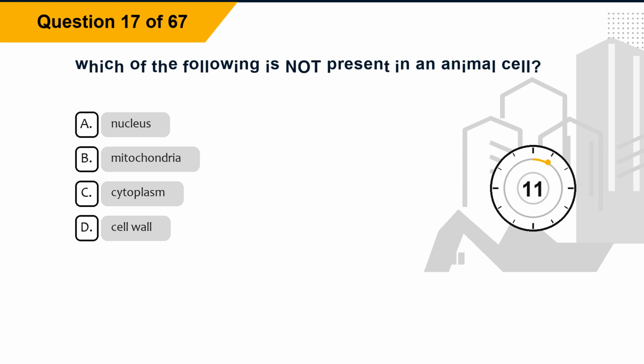Question 17. Which of the following is not present in an animal cell? Option A, nucleus. Option B, mitochondria. Option C, cytoplasm. Option D, cell wall.